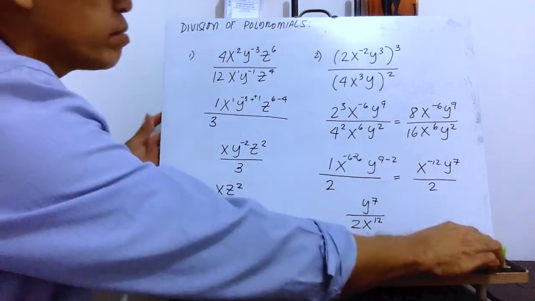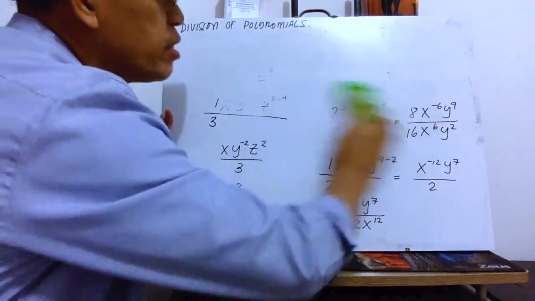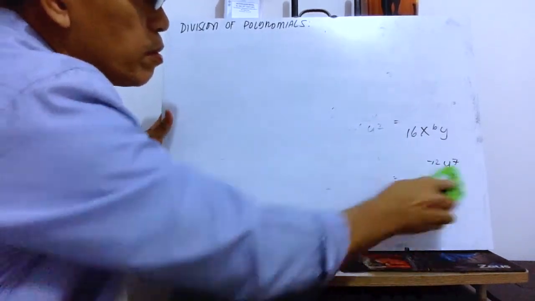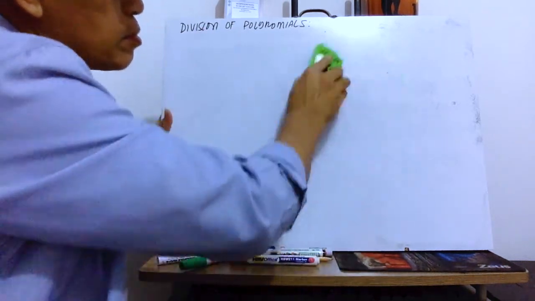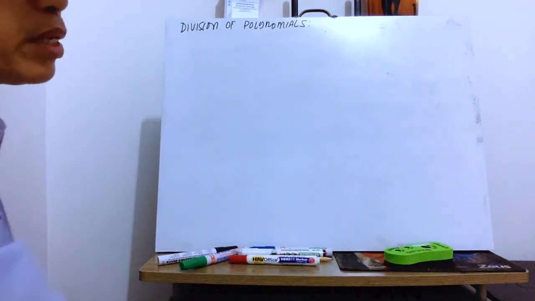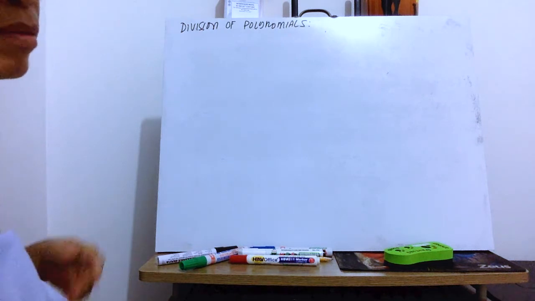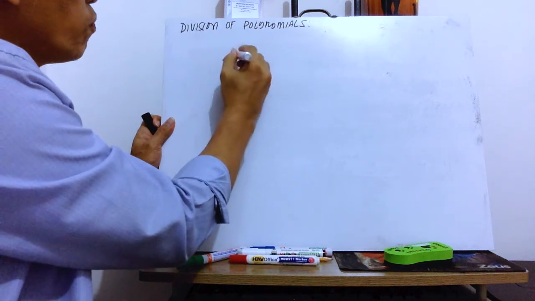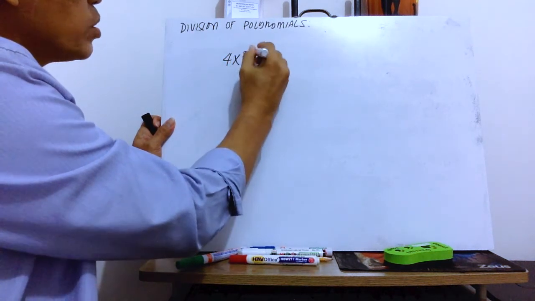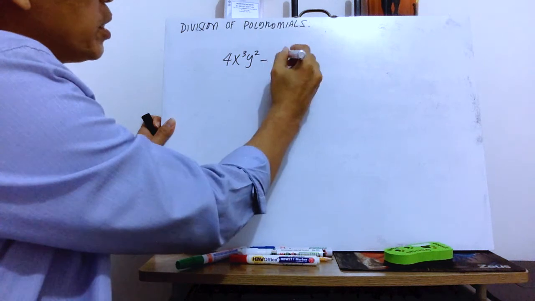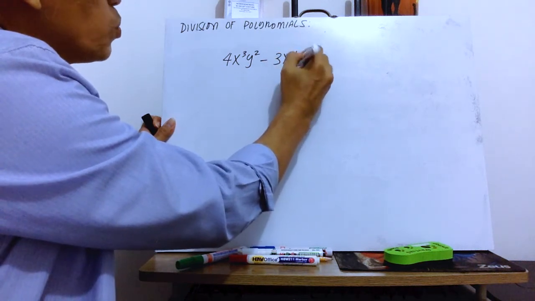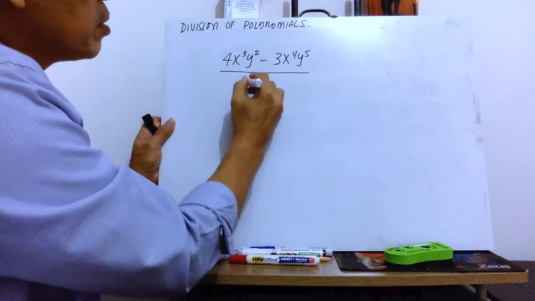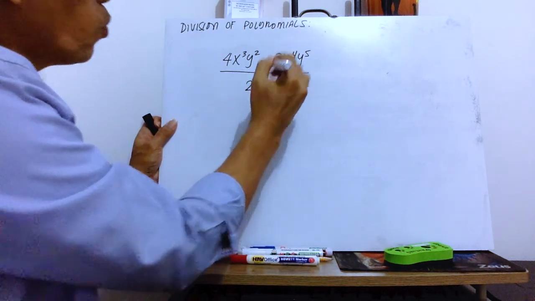All right. Let's now go to division of binomial or trinomial or multinomial by a monomial. Look, it's like this. 4x cubed y squared minus 3x to the fourth y to the fifth, divided by, let's say, 2xy.